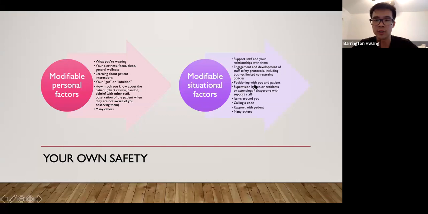Positioning with you and the patient: I've always heard, don't let it be the door, then the patient, and then you. You can always have chaperones or supervision, and items around you. In our hospital, there are really heavy chairs, so you can't really get a chair thrown at you, but there are other smaller objects like styrofoam cups. You can always call a code too if you're really worried. There are a lot of other factors.